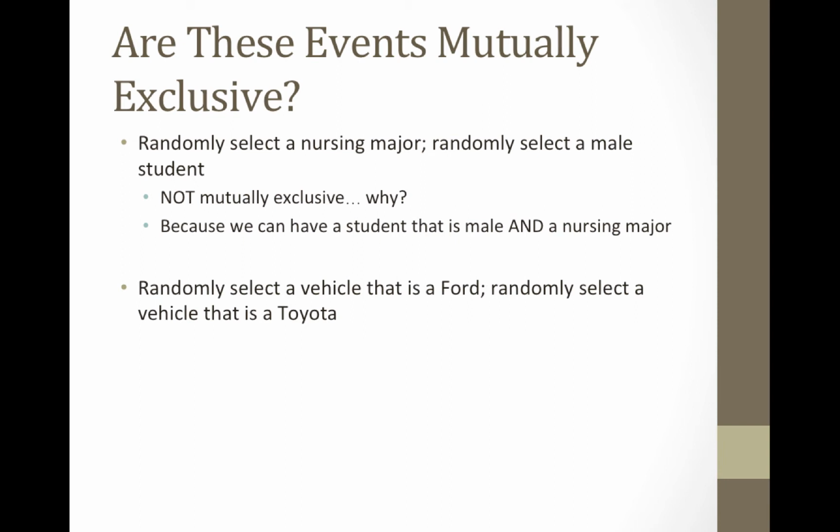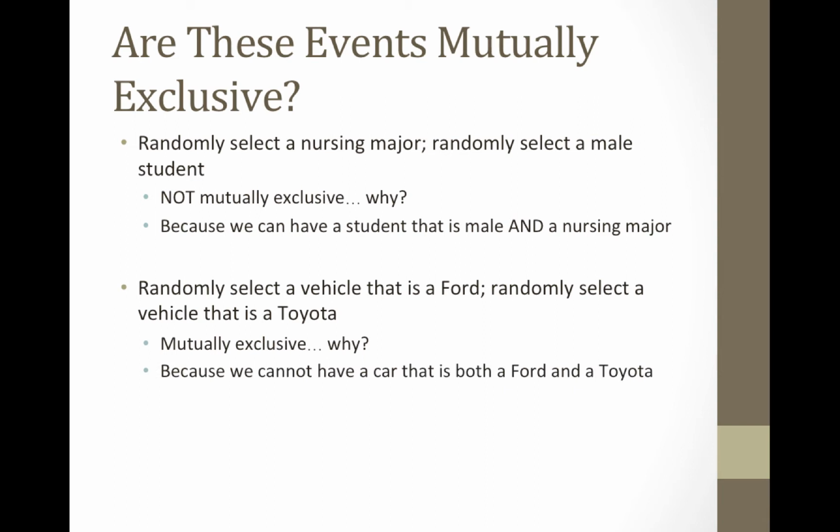All right, let's consider this example. Randomly select a vehicle that is a Ford, and you randomly select a vehicle that is a Toyota. So, what do you think? Well, this is an example of mutually exclusive. Why is that? Because we cannot have a car that is both a Ford and a Toyota. A car is going to be one or the other, right? One trick here when we think about mutually exclusive is that brands are always mutually exclusive, meaning you can't have a shoe that is both a Nike and an Adidas. It's going to be one or the other. Okay, so brands typically are mutually exclusive.